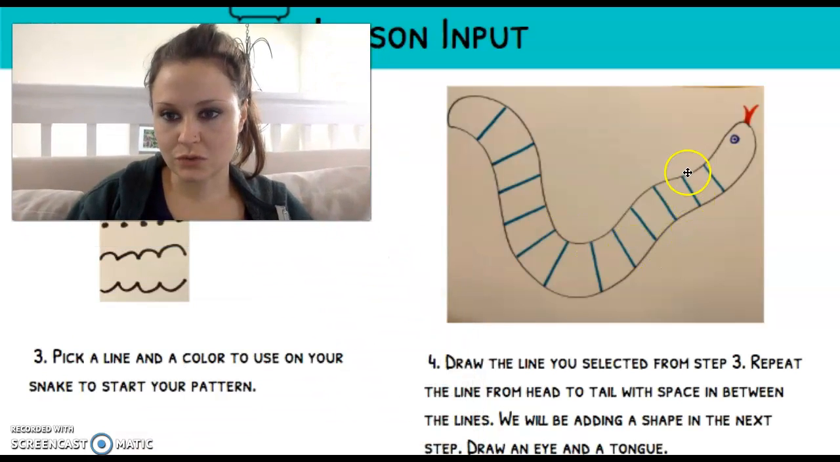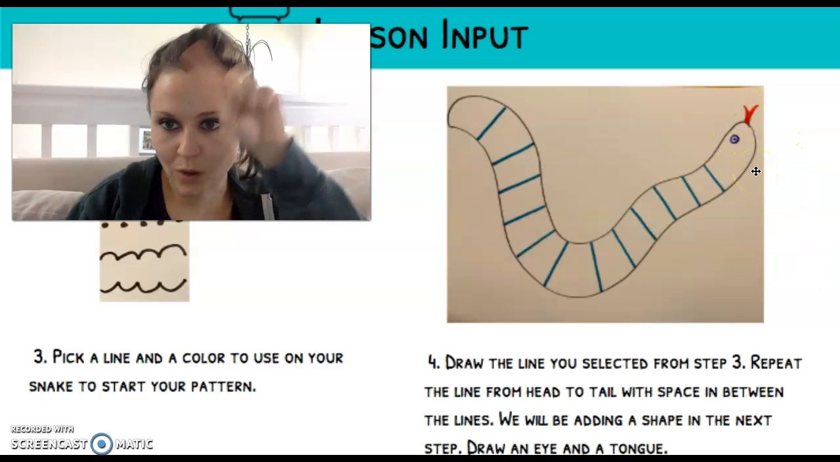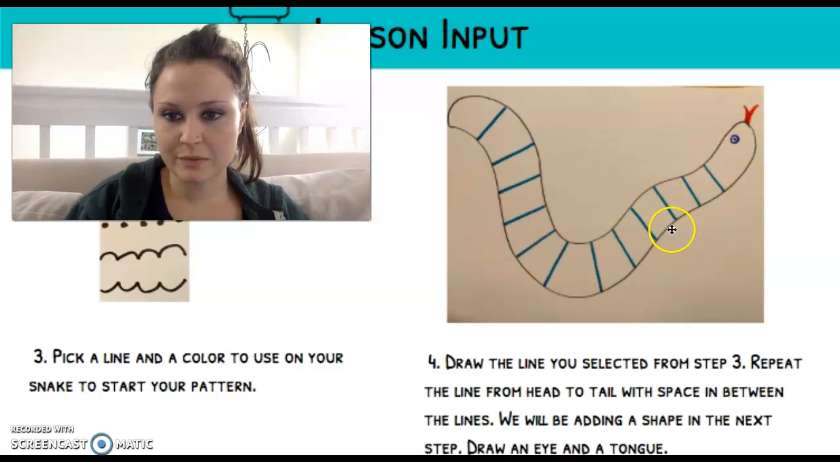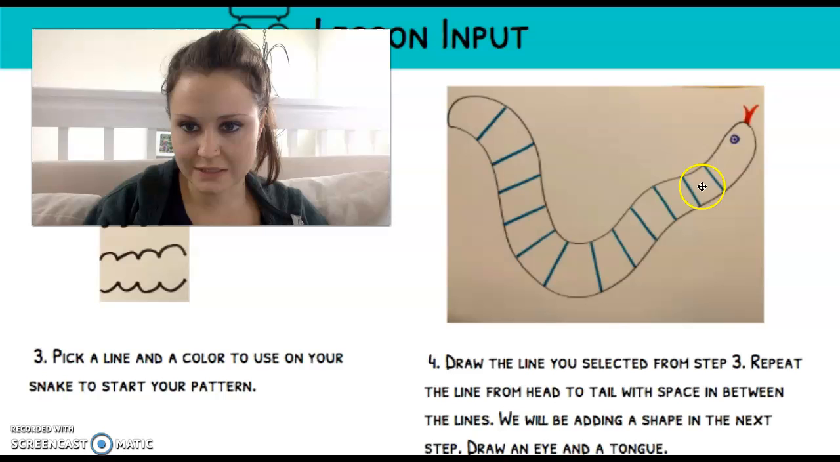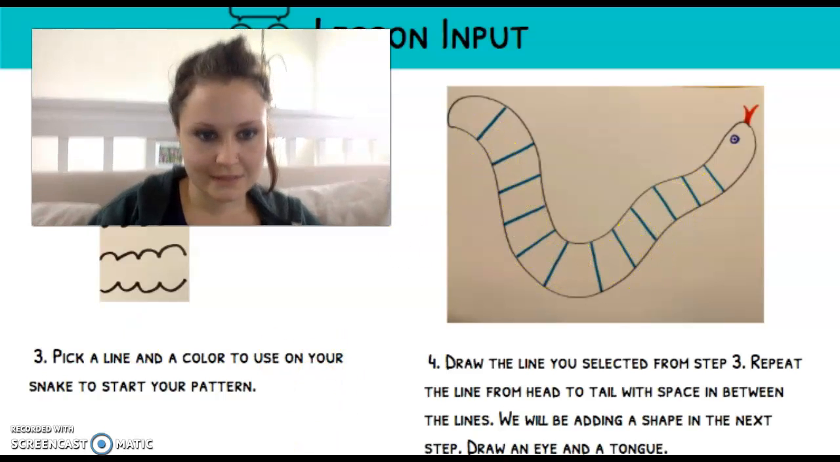And then you start at the head. You can make a little eye and a tongue. The tongue can be a letter Y, if you see that shape in there. And then you fill up the body with some of those lines that you just picked. And just wait, we're going to put a shape inside of those line designs. That's our next step.